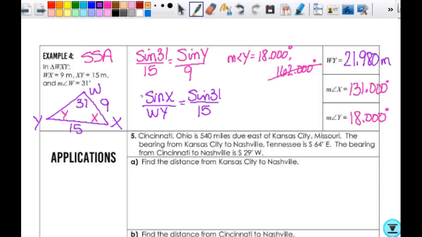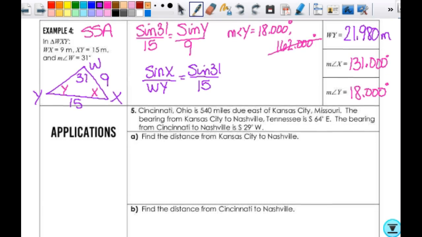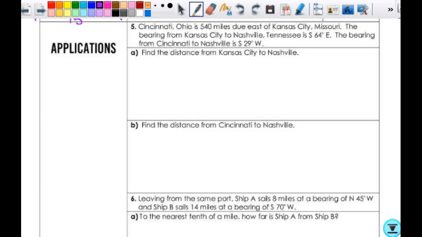All right, good deal. So let's look at drawing these, because this is where the drawing the pictures and the whole bearing thing comes into play. It says Cincinnati, Ohio is 540 miles due east of Kansas City. All right, so east is this way. So here's Kansas City. Cincinnati, Ohio is 540 miles due east. And this is Cincinnati. Okay.